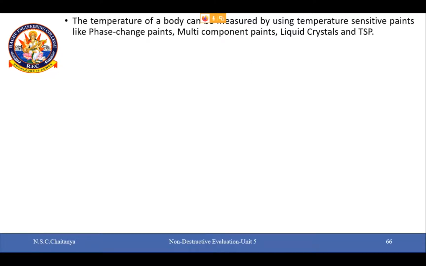A variety of these paints are available, like phase change paints, multi-component paints, liquid crystals, or temperature sensitive paints. I'll just explain about all these things.